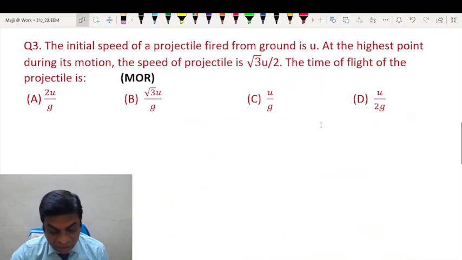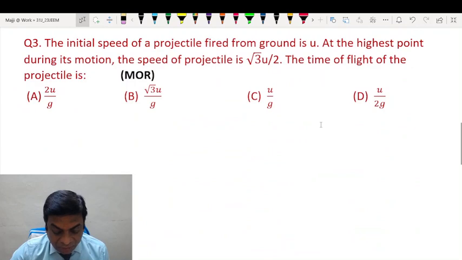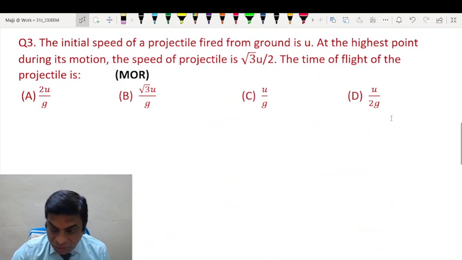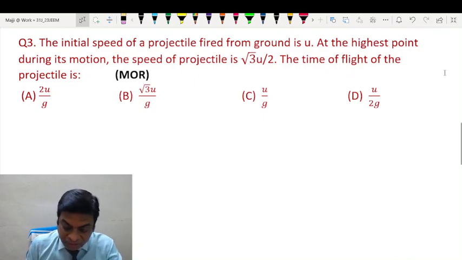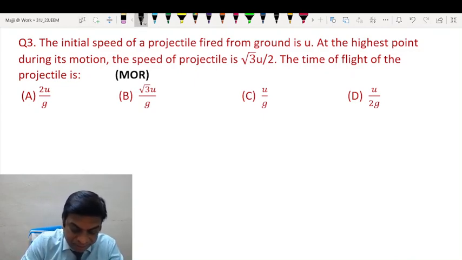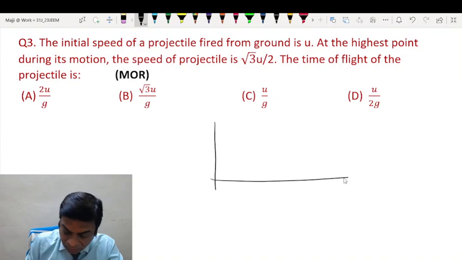Moving on to the next question. The initial speed of a projectile fired from ground is u. At the highest point during its motion, the speed of the projectile is this. The time of flight of the projectile is. Now, we require the time of flight for the projectile.